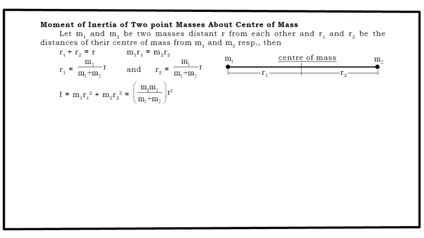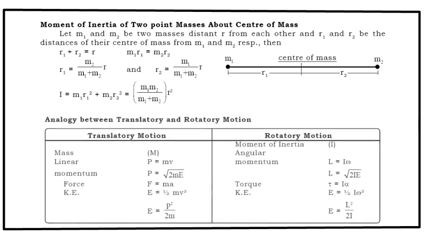Now if I substitute r2 as equal to r minus r1, I get r1 is equal to m2 upon m1 plus m2 into r. So r2 is equal to m1 upon m1 plus m2 into r. Now if I substitute these values in finding the total moment of inertia, that is m1 r1 square plus m2 r2 square, I get that I is equal to m1 into m2 upon m1 plus m2, whole into r square. Now analogy between the translatory and rotatory motion.